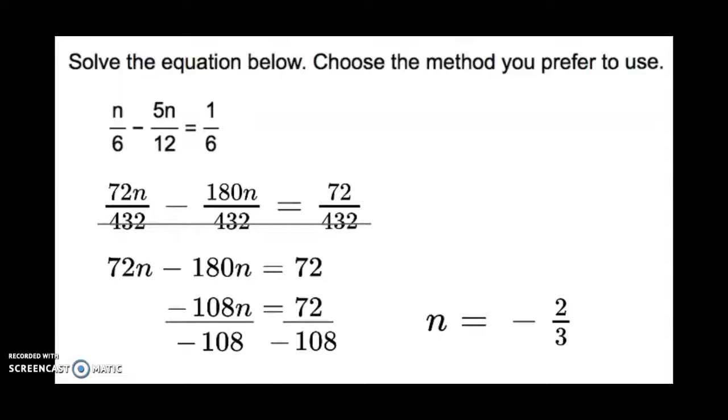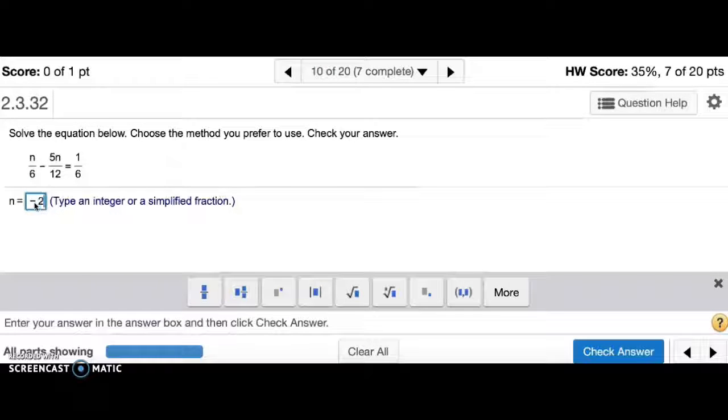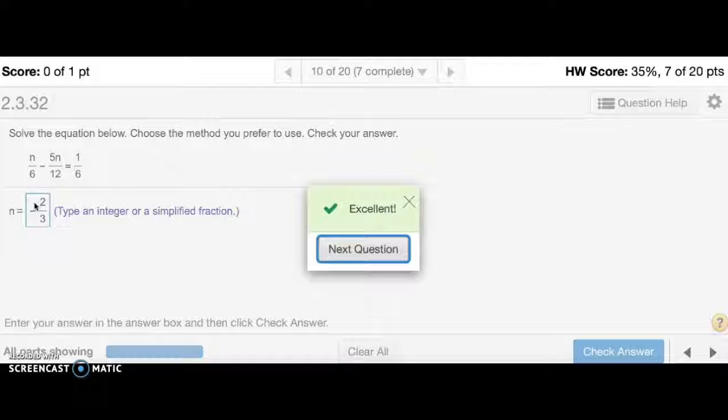So let's type that in. Type in negative 2/3, and that is the answer for number 10.